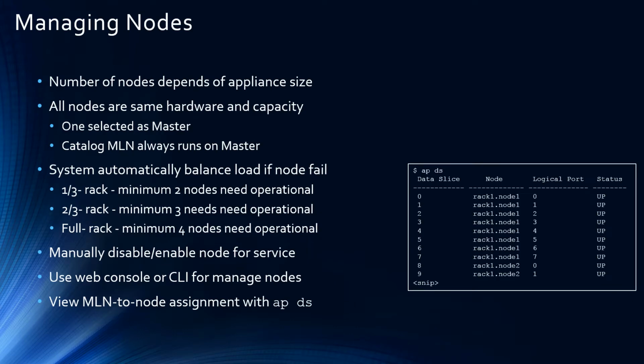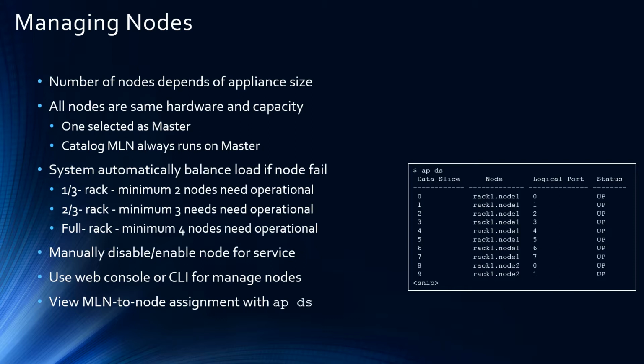IIAS runs with multiple nodes. All these nodes come with the same hardware and capacity. Out of all nodes, one will be the master node. The database catalog will always be on the master node. If a node becomes non-operational, the workload and MLN are automatically redistributed across the remaining nodes. These nodes host the database, GPFS file systems, management components, and other components.